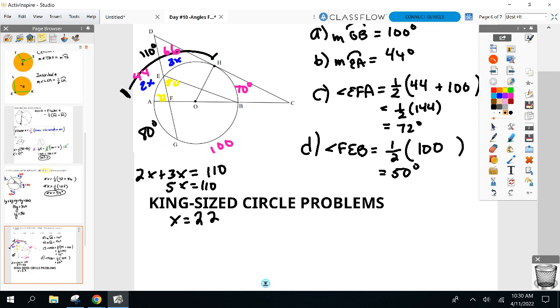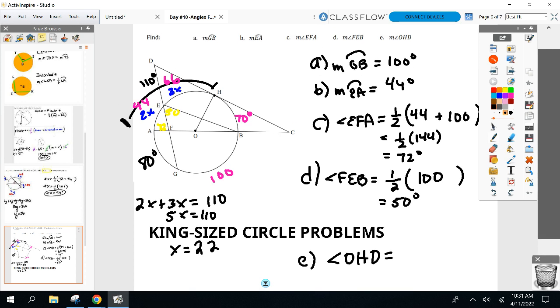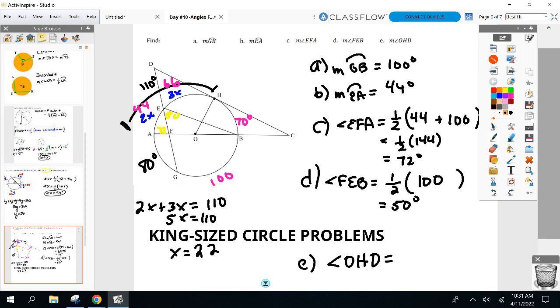And then ready for, what do we got? Oh, I love this one. Kids go nuts on this one. They have no idea what's going on. OHD. Oh, I got it. Follow the letters.